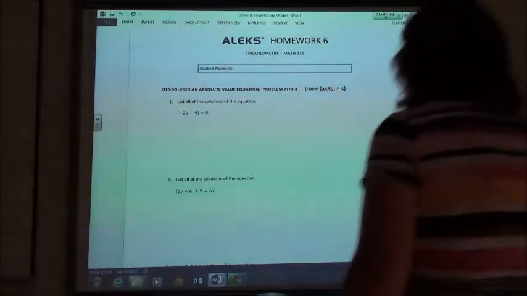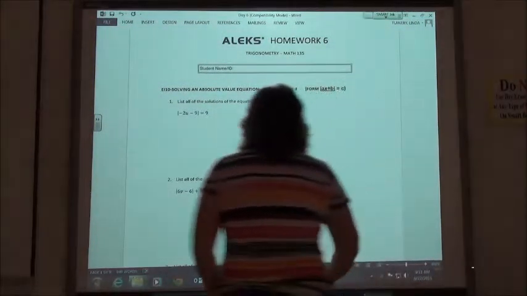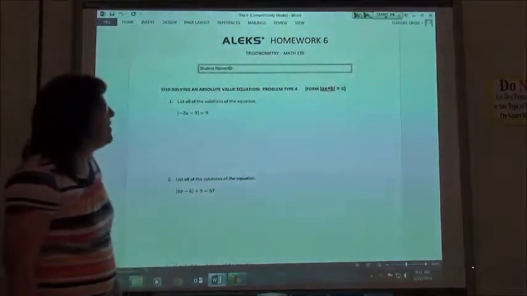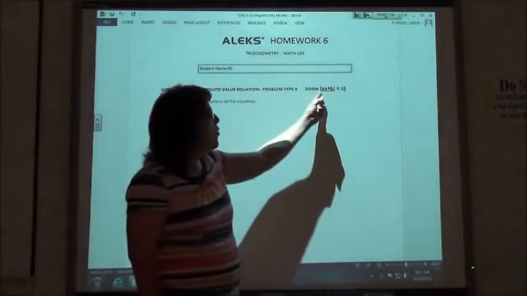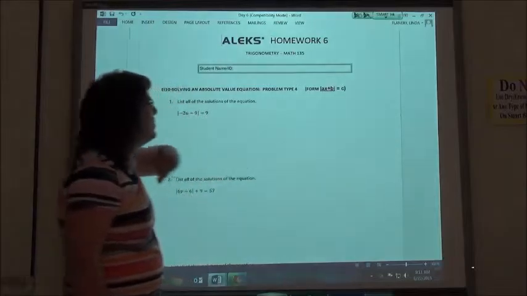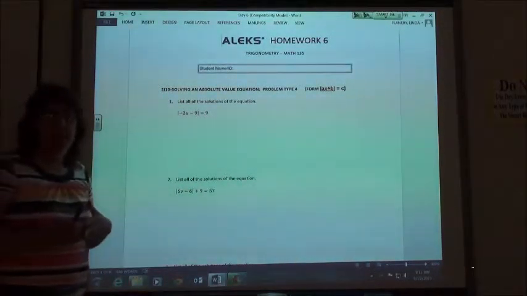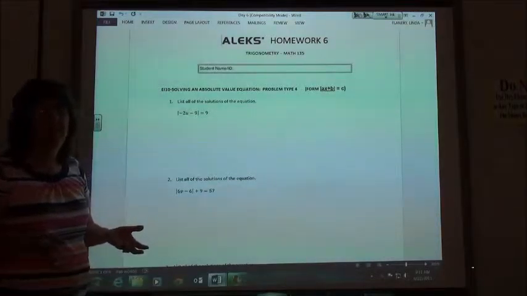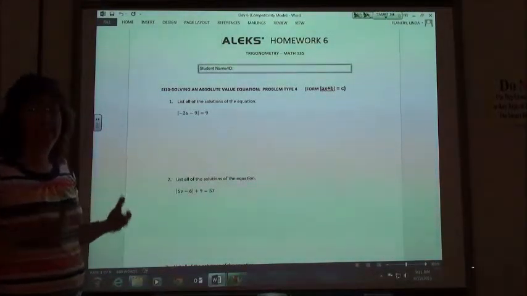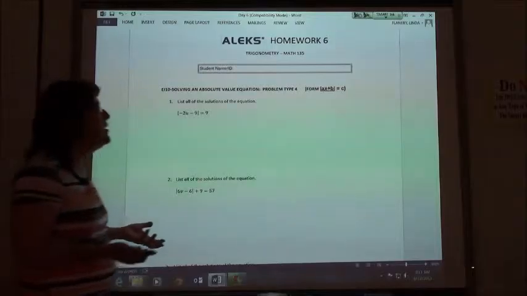Trig homework 6 starts off with solving an absolute value equation. They call it problem type 4, but they're the ones in the form of the absolute value of ax plus b equals c. So when I think about absolute values, I have to think about the definition of absolute value, that it's the distance of a number from 0 on the number line.